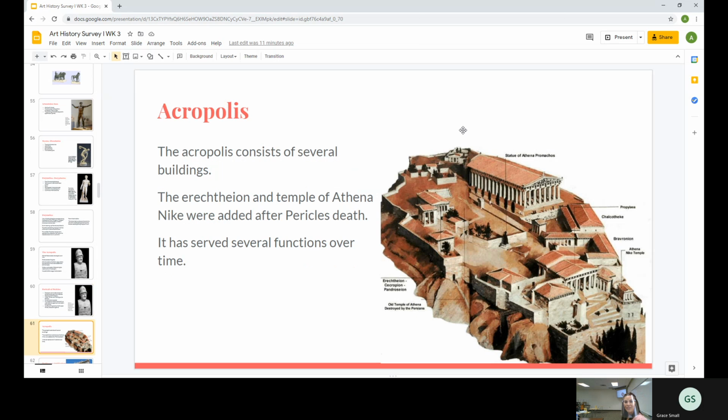But yeah, so like I said, he commissioned a bunch of artists and architects to rebuild the Acropolis using the Delian League's funds. Good or bad, I don't know. Most people were angry.